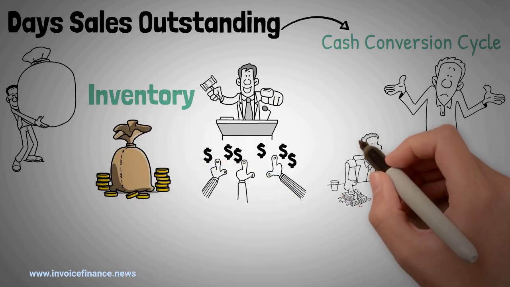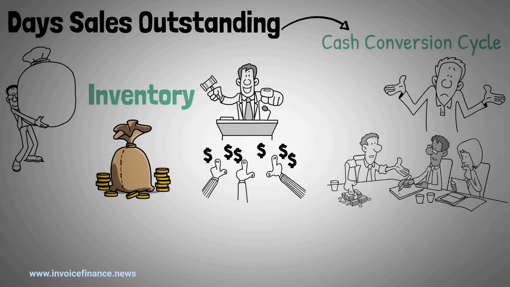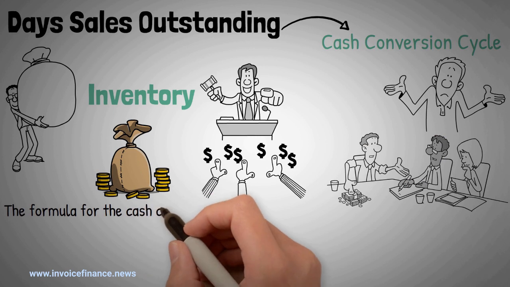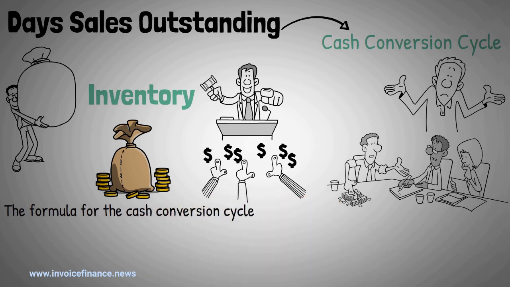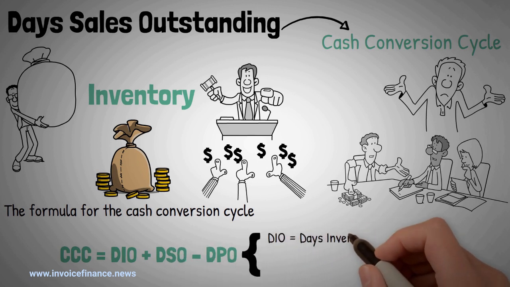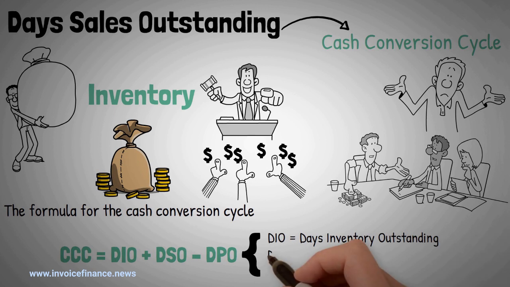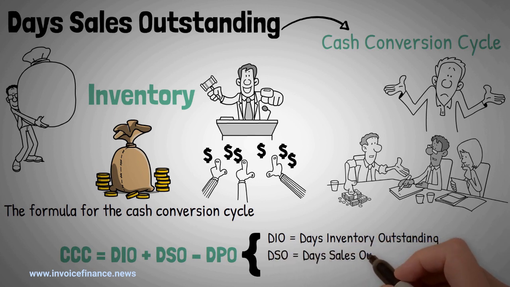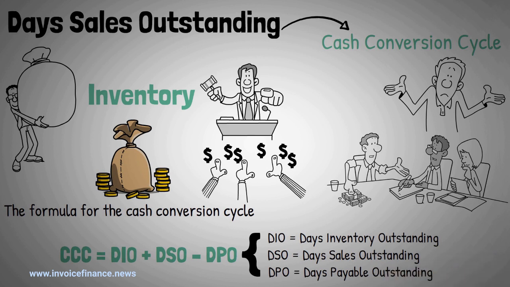If the cash conversion cycle is long, then money is being tied up that could be used for working capital. The formula for the cash conversion cycle is CCC equals DIO plus DSO minus DPO, where DIO equals days inventory outstanding, where DSO equals days sales outstanding, where DPO equals days payable outstanding.